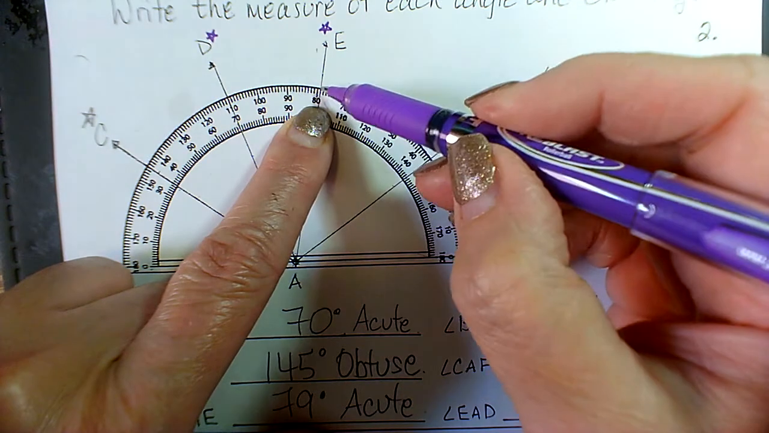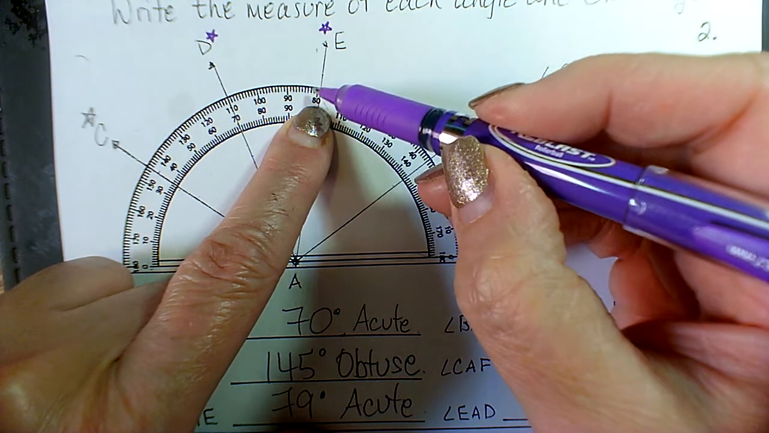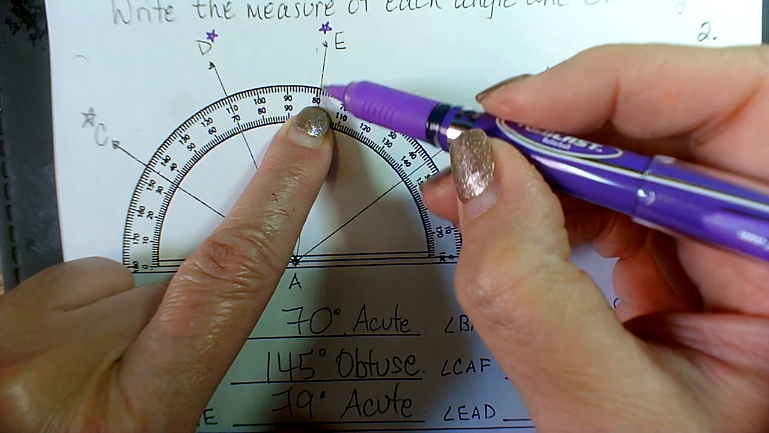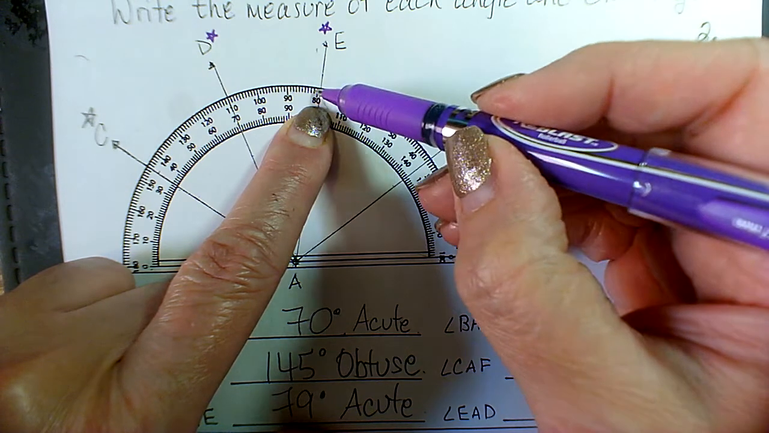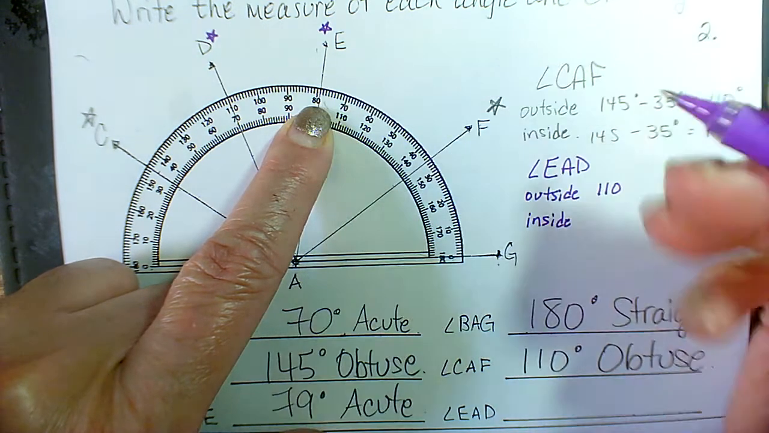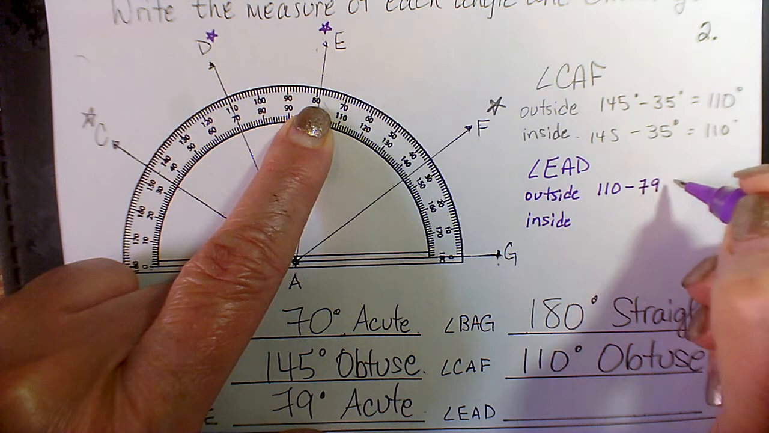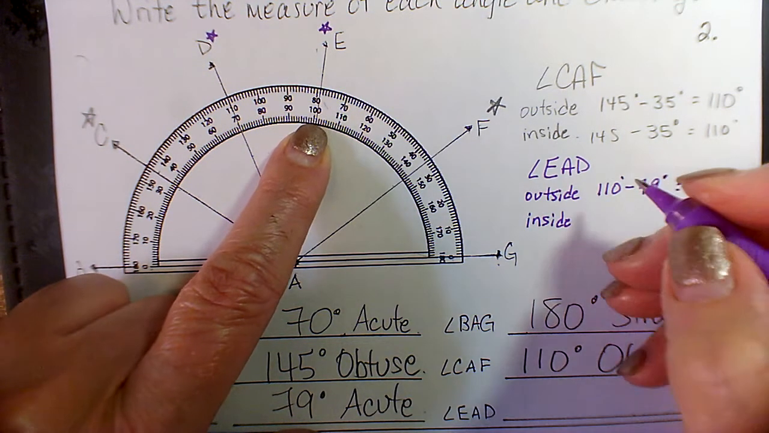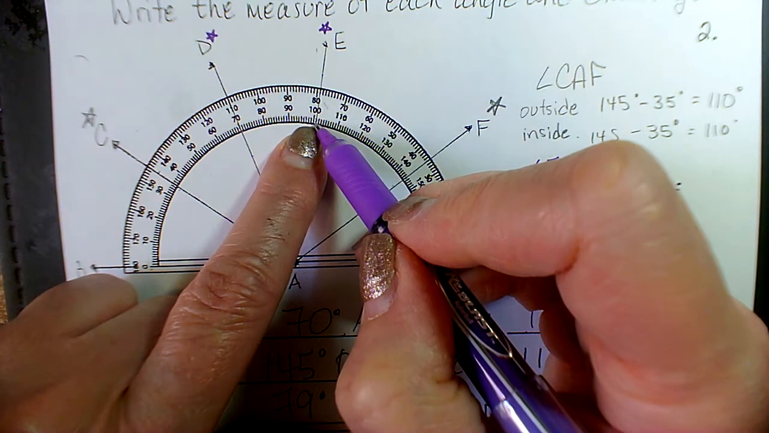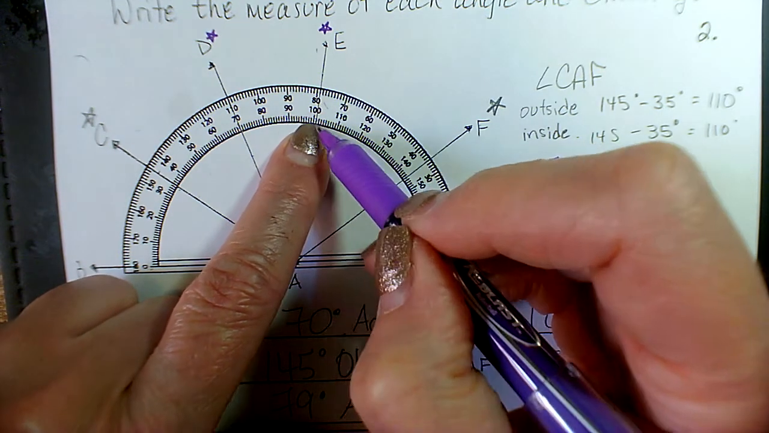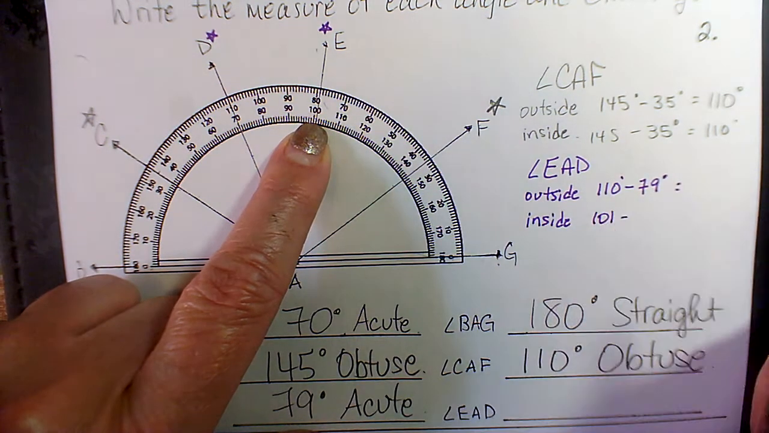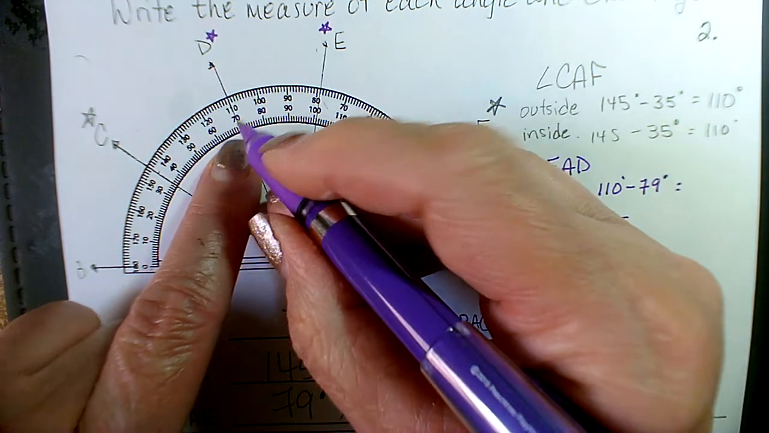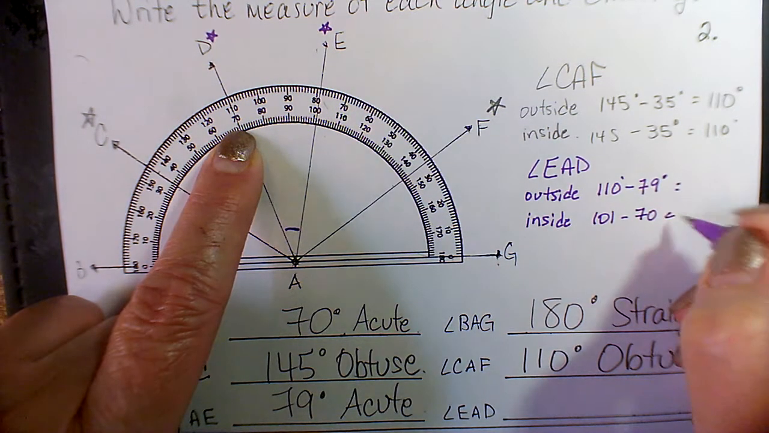It's not an 81. Be careful. 81 is over on this side because it's between 80 and 90. So it looks like it's an 81, but it's not. 70 to 80, it's going this direction. So it's a 79. Right? And if I go the inside one, I've got, and again, it's not a 99, it is a 101. Right? Because 110 is over here, 101, and this one is a 70.